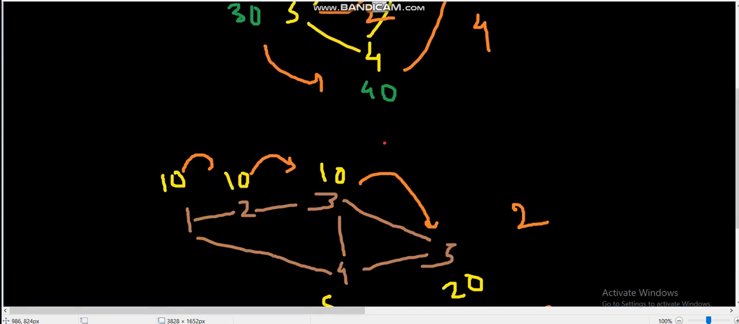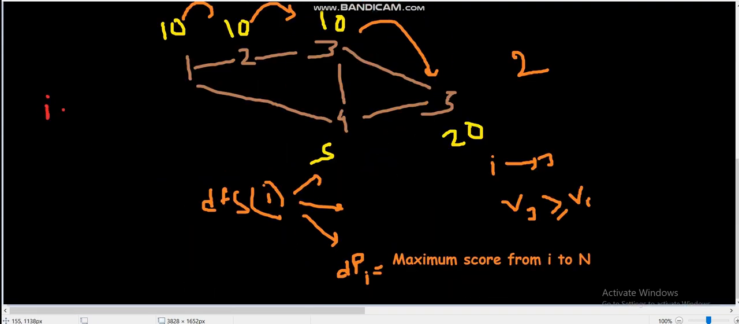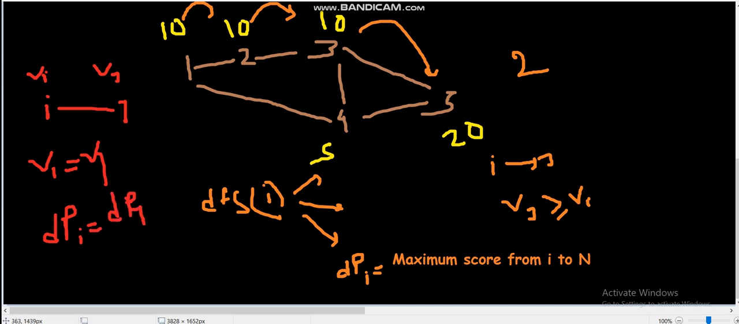Now let's say we are at some index i, and we are jumping to some node j. Now we already know the dpj value, right? Now if the value of i, or you can say a of i, but in my code I have used vi, so I am using vi and vj in my explanation also. Now if vi is equal to vj, then our dpi will be dpj, right? Because let's say for this example only, the maximum score from 5 to 5 will be what?